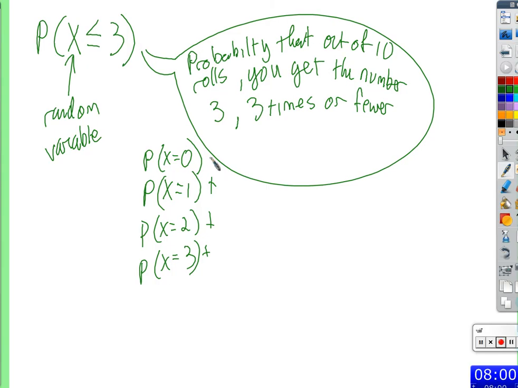So this was 0.16, and this was 0.32, and this one we didn't actually run. Did anybody do that and get the decimal for that one? For 2? That would be 10C2 times 1/6 to the 2 times 5/6 to the 8. Nobody did that one?